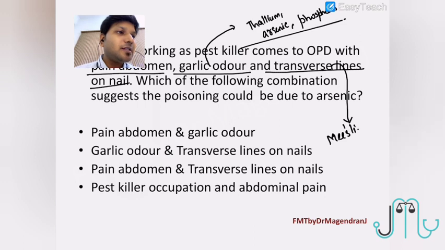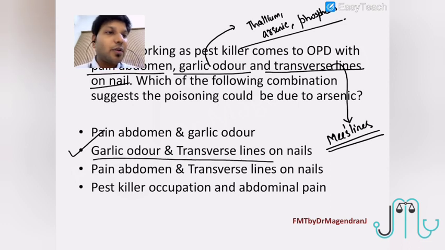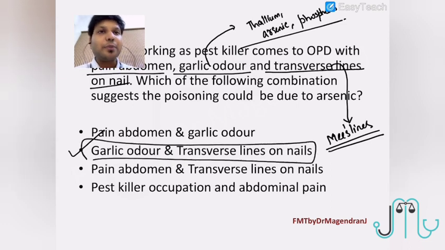Aldrich-Mees lines. We can see transverse white lines on the nails. Okay, these are the two important things. One is garlic odor and transverse lines on the nails. They are suggesting that the poison could have been arsenic. These are the two important findings which indicate that it should have been arsenic.